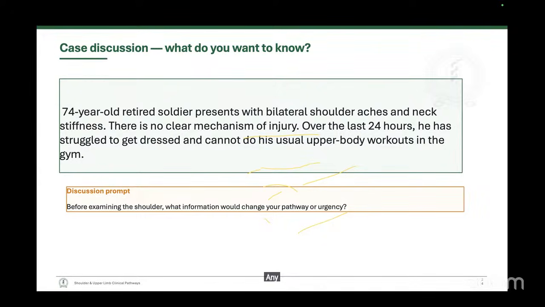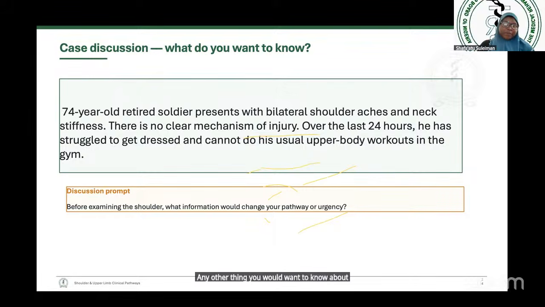Any other thing you would want to know about this patient? Obviously, he is 74. You're thinking a 74-year-old retired soldier? Any other comorbidities? Don't you think you want to know that? Is he on any medication? Would you want to know more about that as well? I'm just giving a bit of a clue.